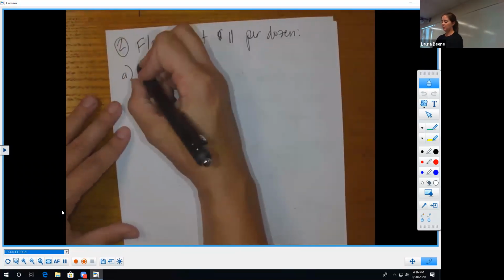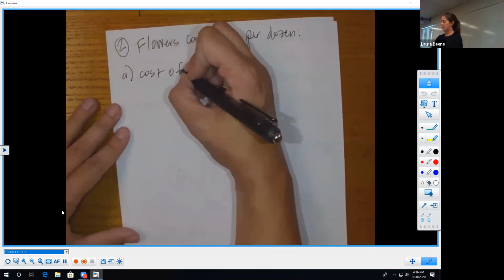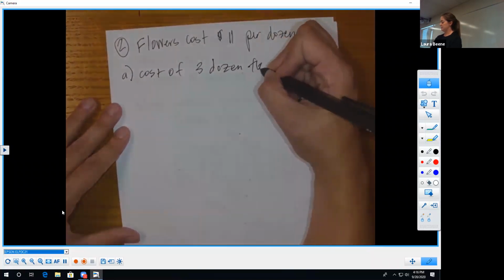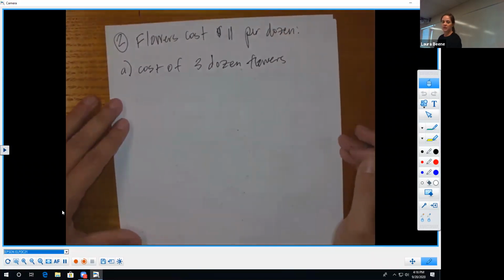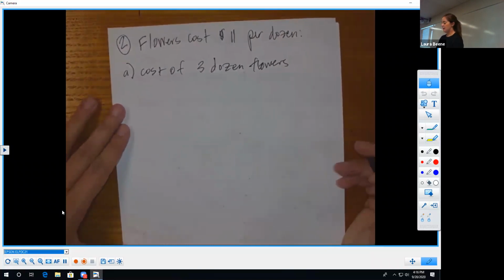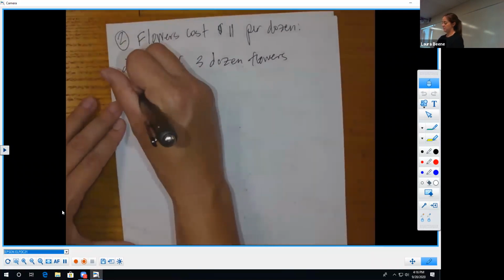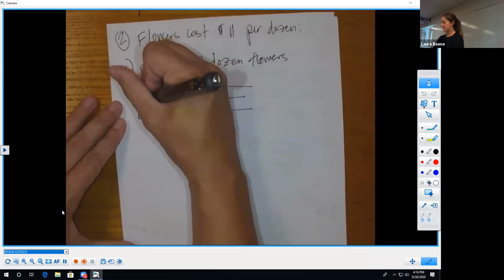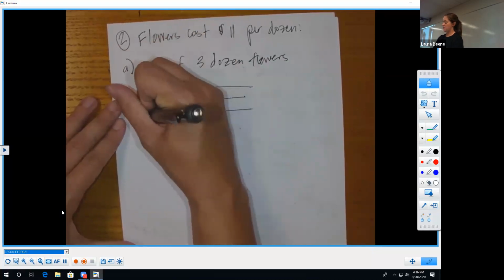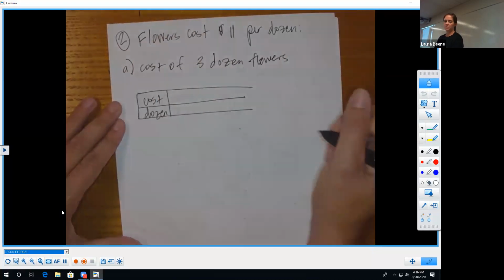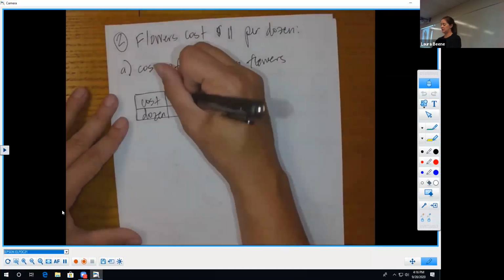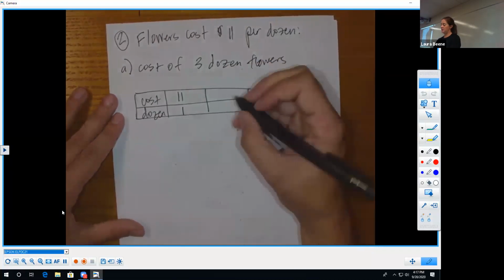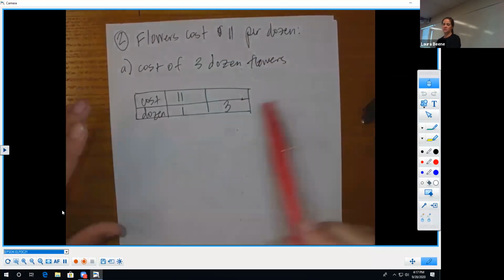Okay, so for part A, we want to find the cost of 3 dozen flowers. To find the cost of 3 dozen flowers, let's use a table here. My table is cost per dozen, because that's what the information told me. I was told it costs $11 for every 1 dozen of flowers. So for this problem, I want to figure out how much it costs for 3 dozen flowers.